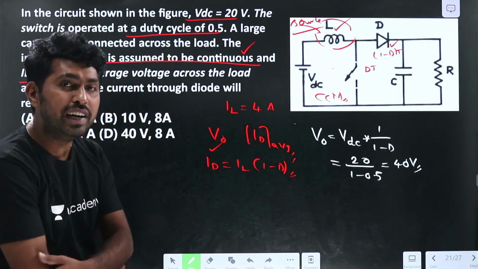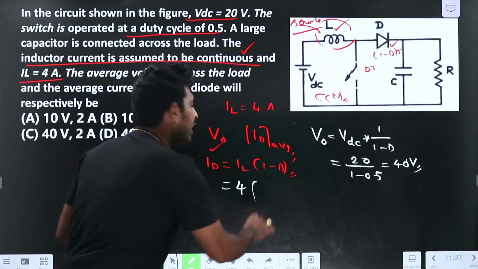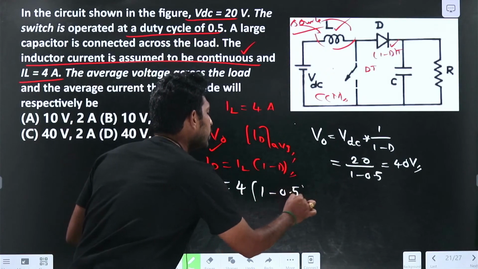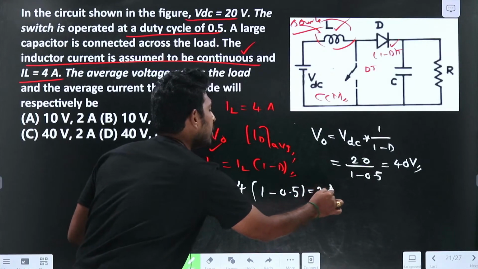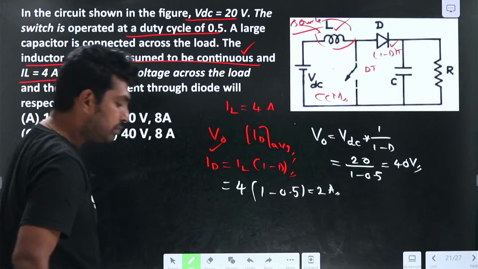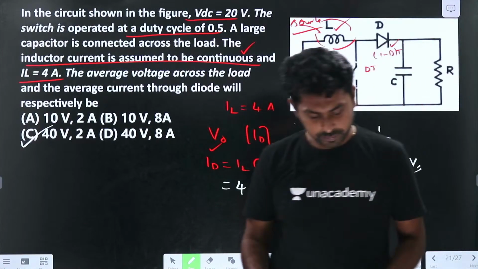How can we find it? It is easy. IL is given as 4 amperes and the duty cycle is 0.5, so 1 minus 0.5 gives 2 amperes. So the answer would be 40 volts and 2 amperes. Option C is the right option.